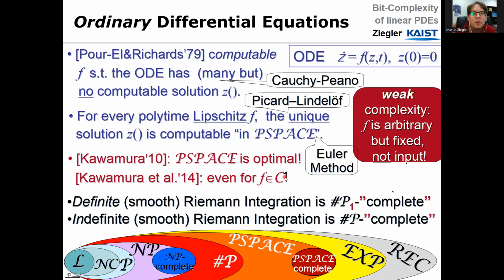It's open whether this can be generalized to C2, whether C2 is still as hard, but C2 is at least as hard as the counting hierarchy, which I'm not going to introduce further. So this is the computational complexity of solving ODEs, nonlinear ODEs with C1 right-hand side.